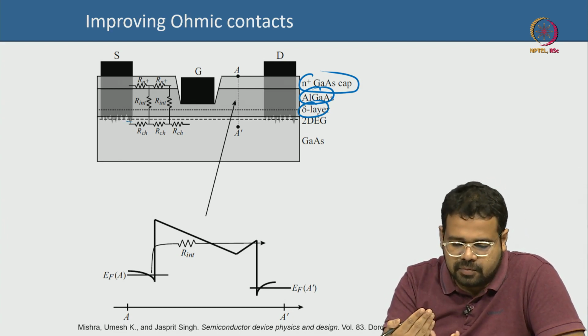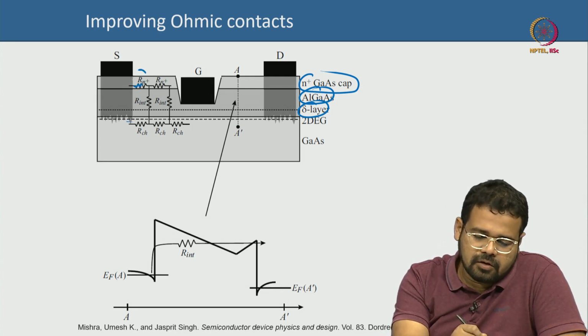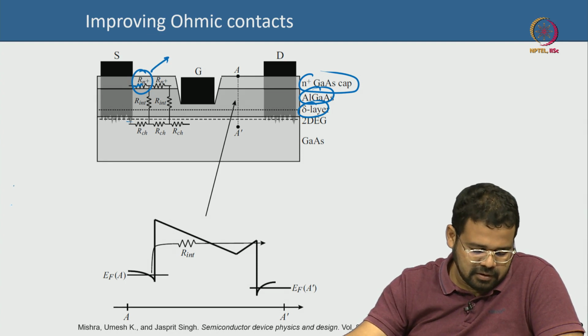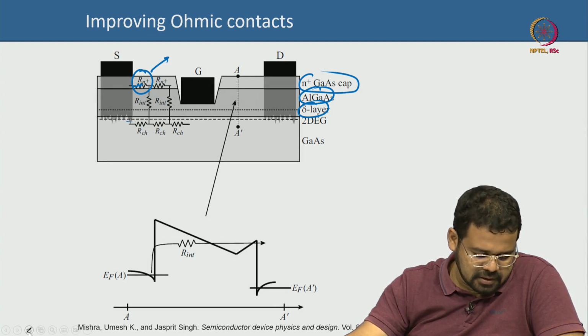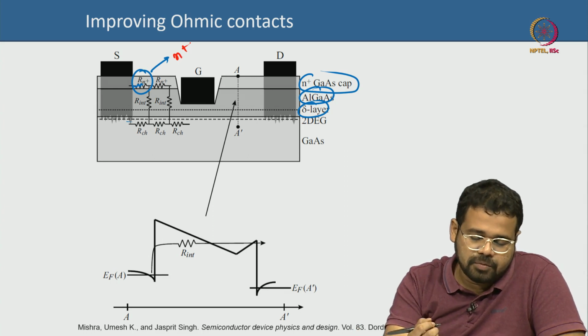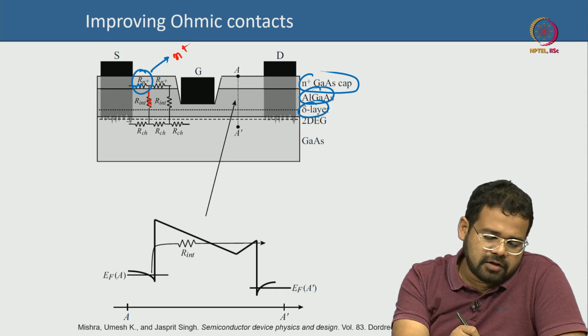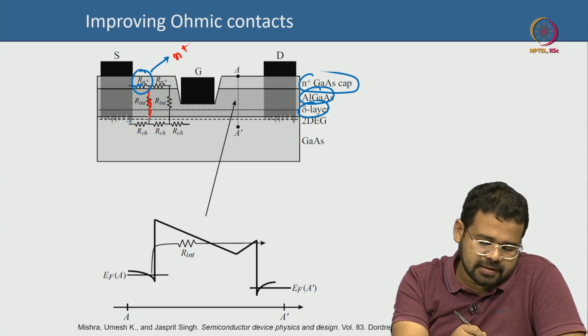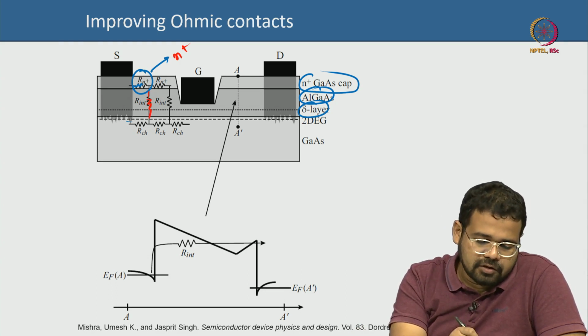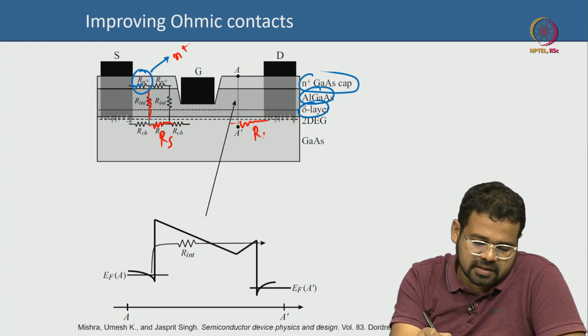So, what are the different resistances? You can consider a distributed network of resistances here. There is always a resistance of the N plus layer that you are using, and that resistance should be as low as possible, which means the N plus layer should be as highly doped as possible. There is the contact resistance as the metal is spiking down. There is of course the channel resistance, the source access resistance, and similarly here the drain access resistance will come.